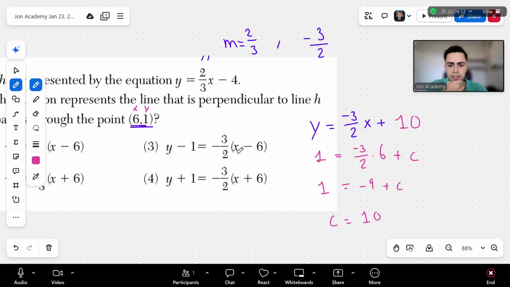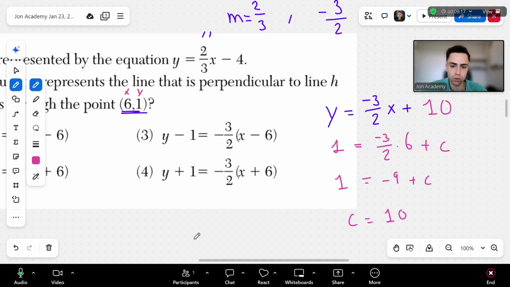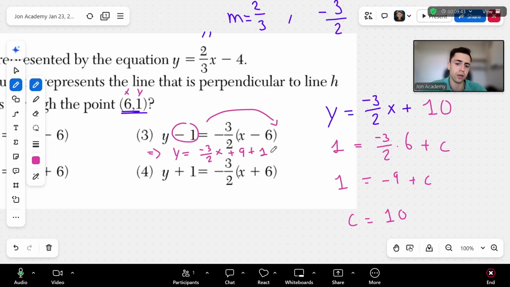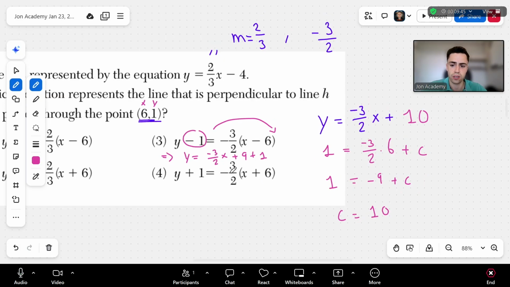Yeah, minus 3 halves x times minus 6 is what? That's minus 9, no? So if we expand this one, for example, y would be equal to minus 3 halves x. Then you multiply that, you are getting minus 9, no? No, plus 9, minus minus becomes plus, and the minus 1 here goes to the other side, adding also, no? So it's going to be plus 1. So it's going to be this one, no? Because it becomes 10. So we are going for the third option, as we can see here.